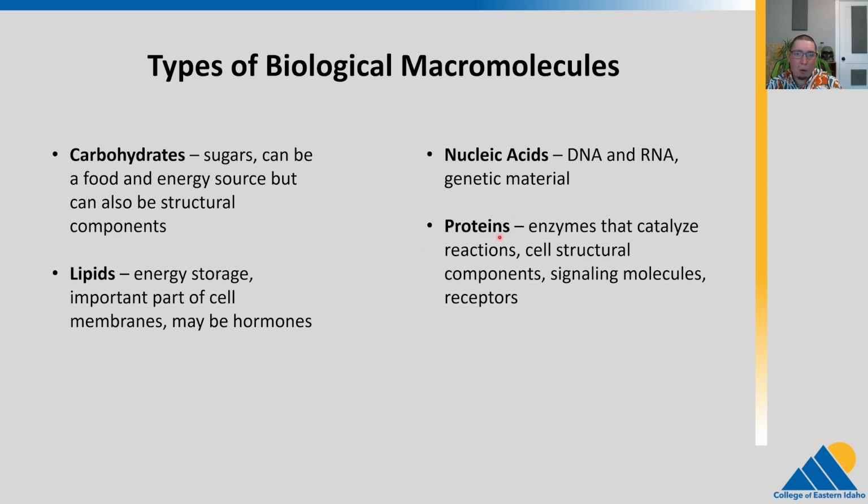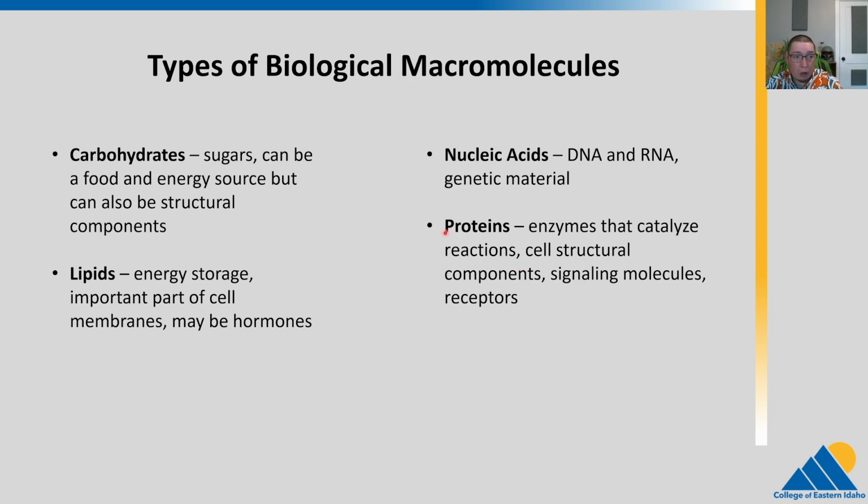A protein is a macromolecule made up of amino acids, and a lot of proteins are enzymes. Enzymes are proteins that catalyze reactions. They allow reactions to occur much easier. Some are cell structural components as well, and we have a lot of proteins that are signaling molecules. They can be signals that go out, or they can be the receptors that sit on the outside of the cell and wait for the signaling molecule to come in and basically tell the cell what to do. Again, we'll talk about these in detail in their respective sections and continuing forward in the course.